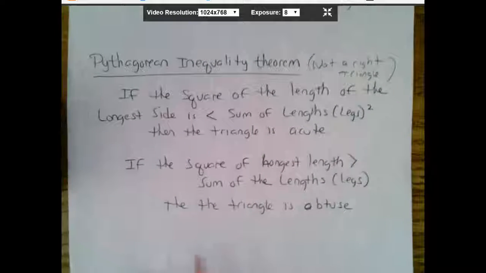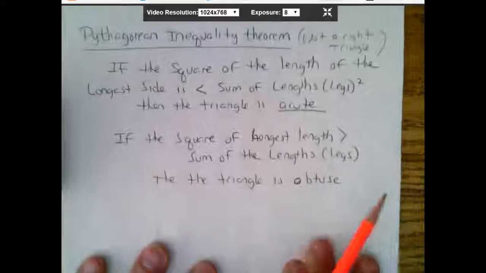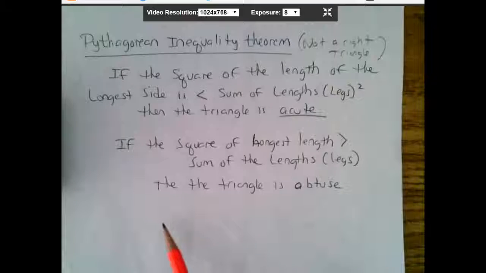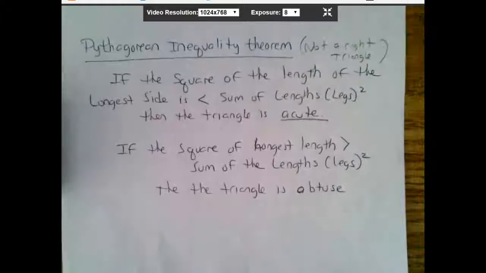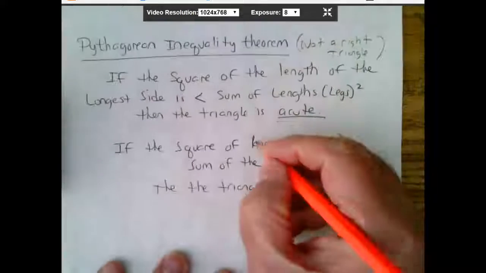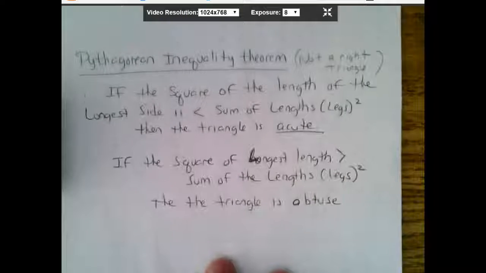Okay, we can figure out what the longest side is. We can square it, and then we square the other two sides, and if the square of the longest side is less than the sum, then we know it's an acute triangle. But if we go the other way, if the square of the longest length is greater than the sum of the squares of those other sides, then we know the triangle is obtuse. It wouldn't be a right triangle. Okay, and that's kind of our notes on the Pythagorean theorem.